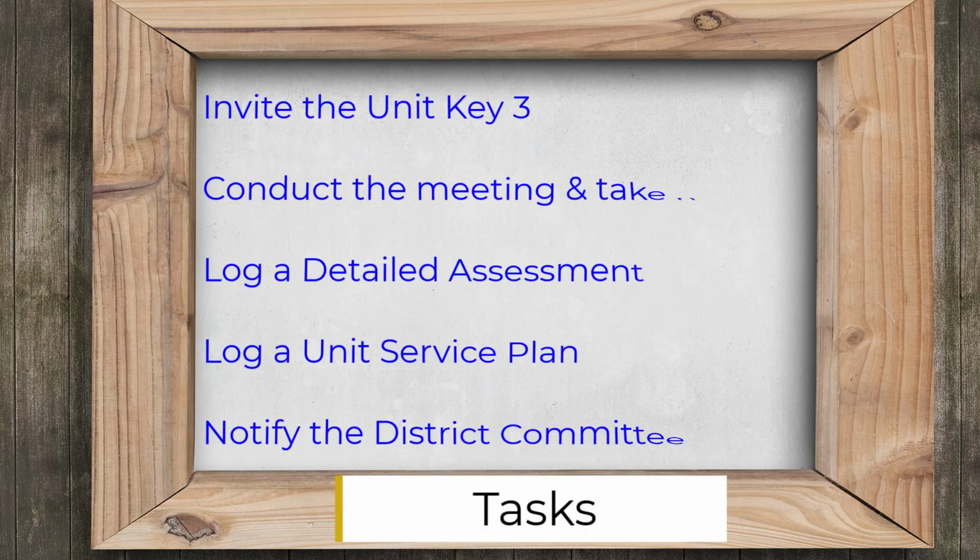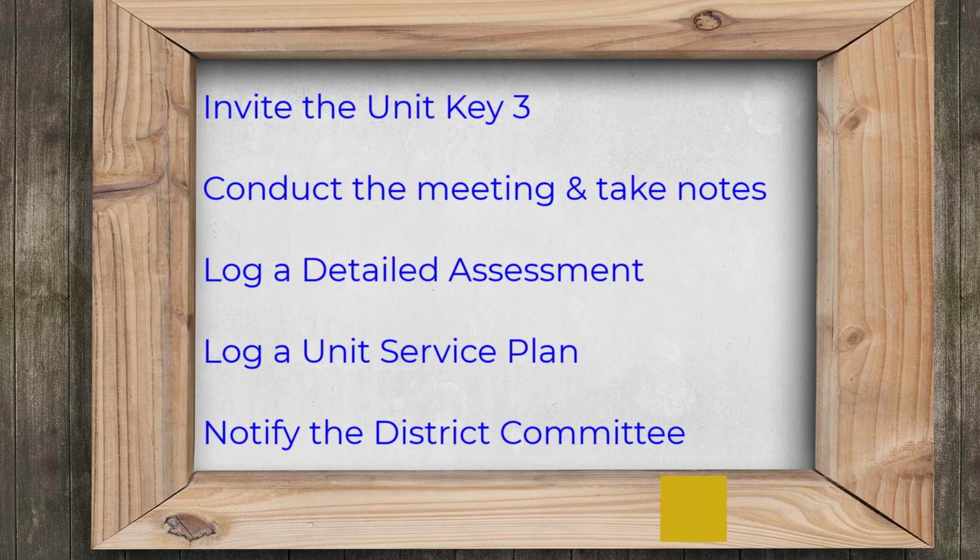The collaborative assessment process has these tasks. Invite the Unit Key 3 to a collaborative assessment meeting. Conduct the meeting and take notes. Enter your notes into Commissioner Tools as a detailed assessment and a unit service plan. Notify the district committee of resources needed. Typically, you do this process only once in February, but you should repeat this process if there is a change in the chartered organization, Cub Master, Scoutmaster, or Crew Advisor.